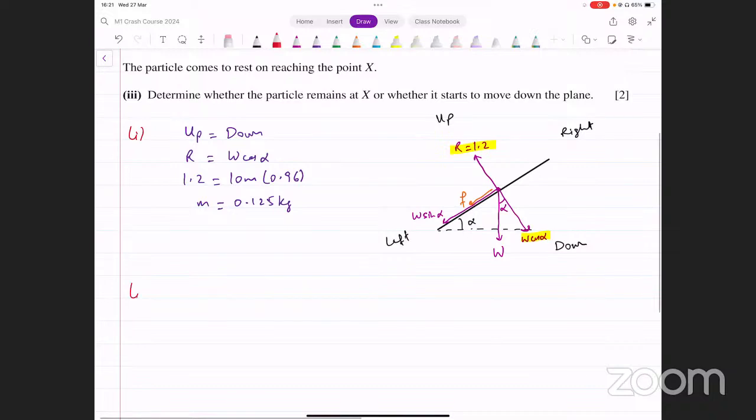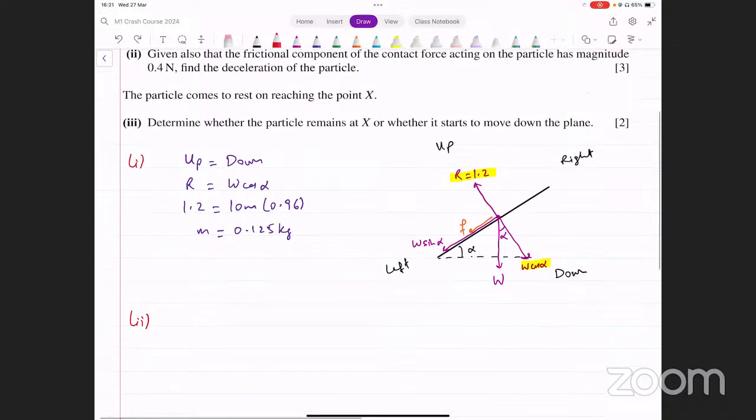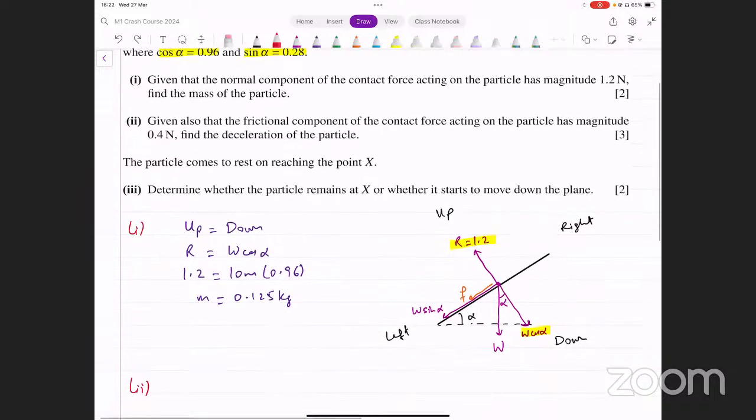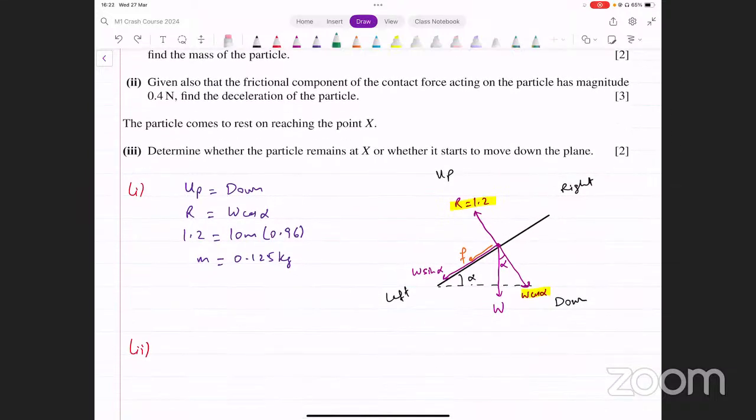Okay, that's the first part. We just had to equate these opposite forces, R and W cos alpha. Let's look at the second part. Now it says, given that the frictional component of the contact force acting on the particle, that means friction, has magnitude 0.4 Newton. So now they've also told us that friction is 0.4 Newton. While the particle is moving, the friction between the particle and the surface is 0.4 Newton. Okay, that's given.